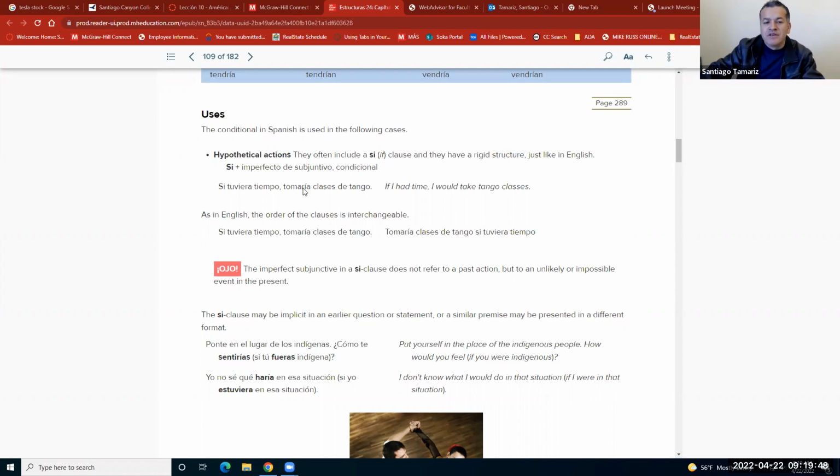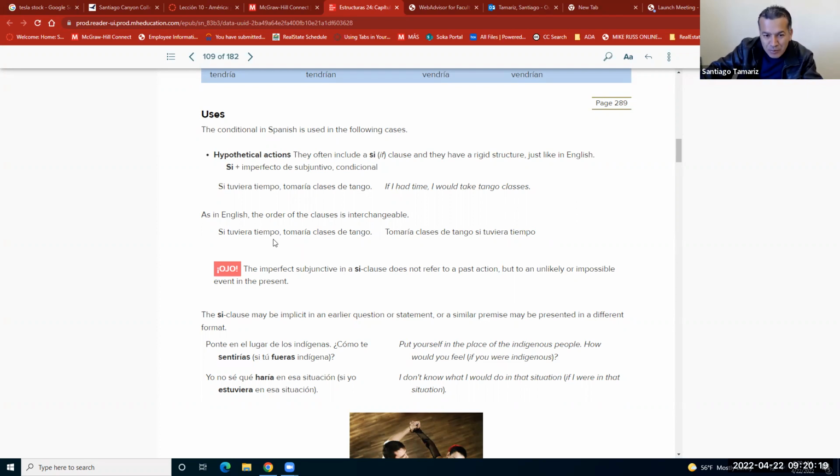For example, si tuviera tiempo, if I had time, coma, tomaría clases de tango. If I had time, I would take tango classes. That's how we use it. Conditional with the past subjunctive. In this case, imperfect subjunctive. As in English, the order of the clauses is interchangeable. You can use, as long as the if goes with the imperfect subjunctive, that's okay. You can place it at the beginning or at the end.